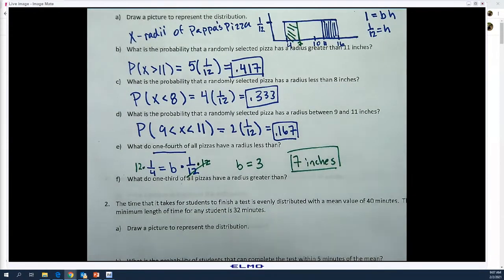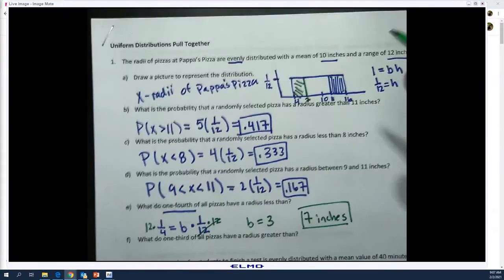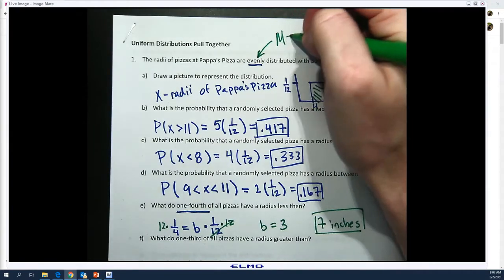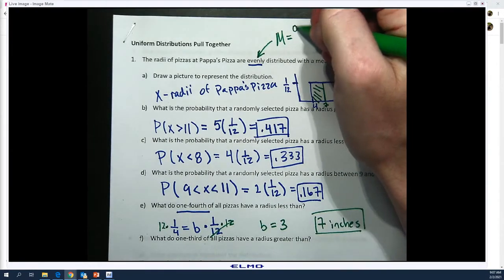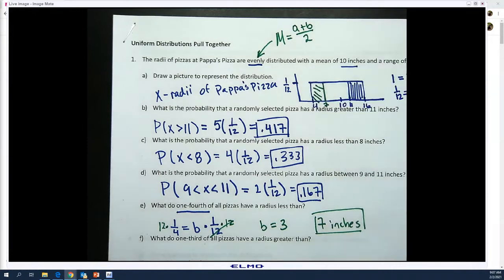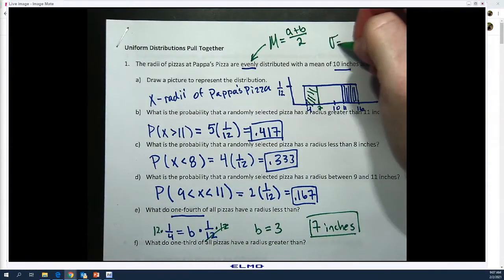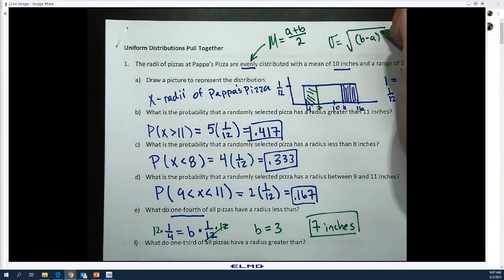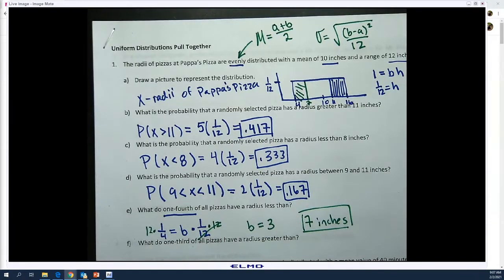All right, and I think the next one's kind of the same thing. Hopefully that helped you out. There are also questions about the mean and standard deviation, just in case you forgot them. When it comes to evenly distributed distributions, the mean is going to be (a plus b) over 2. And the standard deviation is going to be the square root of (b minus a) squared over 12. That's for a question that asks for that when it comes to uniform distributions.